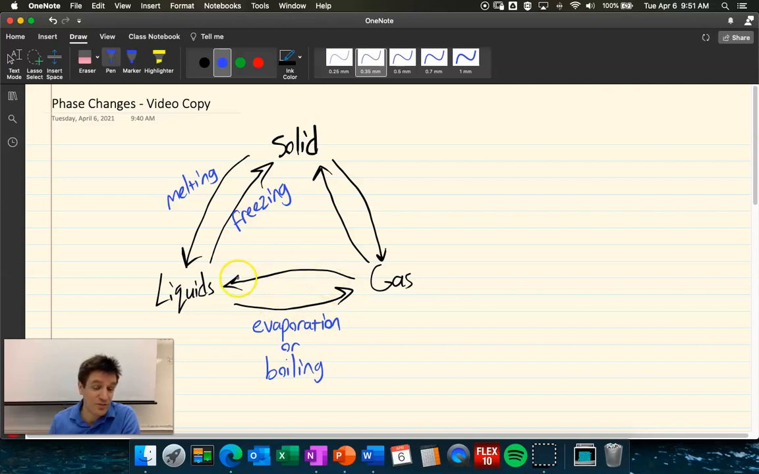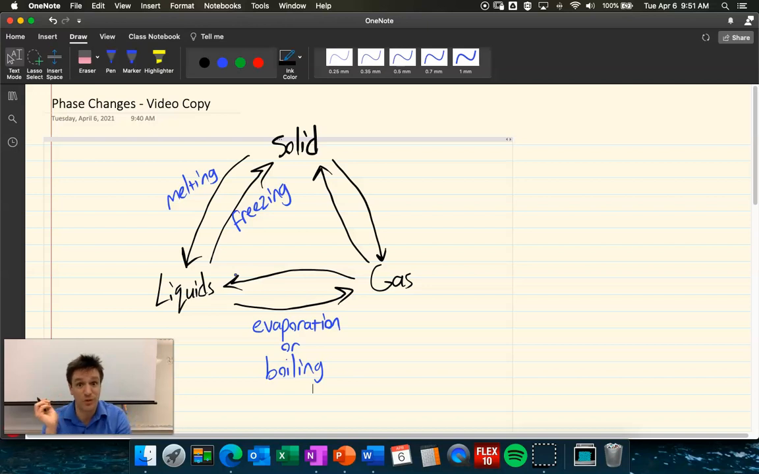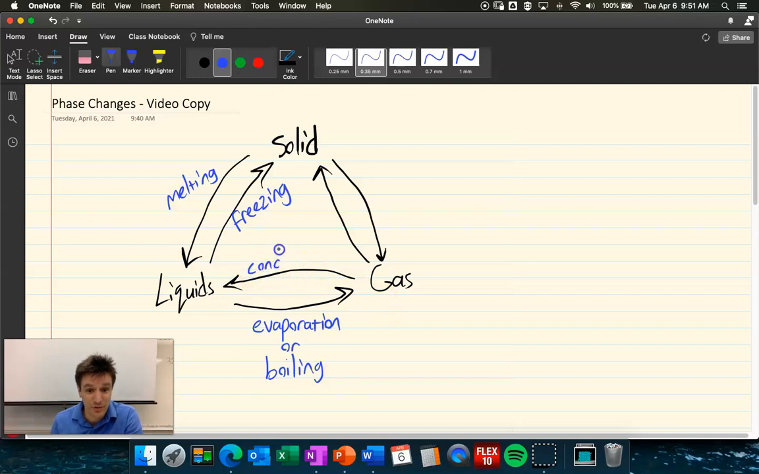Gas to liquids, you do see this happen a lot. Like if you go out on a hot day with a cold can of pop, you will start to see water droplets forming on the outside of that can. That's called condensation. Now the word condensation isn't just that. It's any time you take a gas, any gas, not just water, but any gas, and turn it into a liquid. That's the process of condensation.